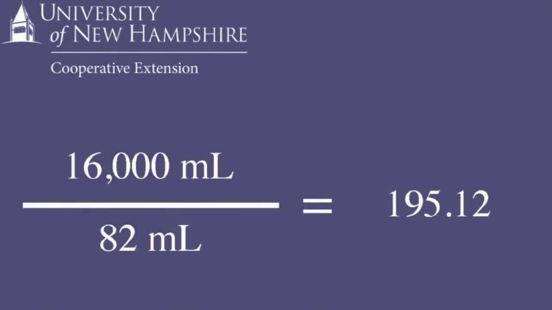To show this again, we divided 16,000 by 82 to give us a little over 195. We anticipated our injector to be set at 1 to 200. This tells us that it is actually set at 1 to 195. For most cases, if we are within 1 to 2%, we are okay. And in this instance, we're within that range.